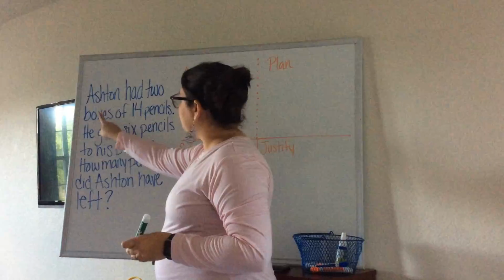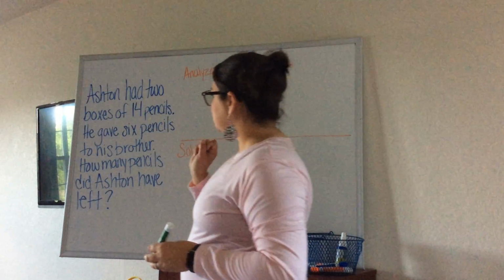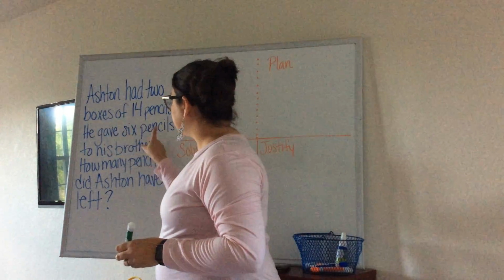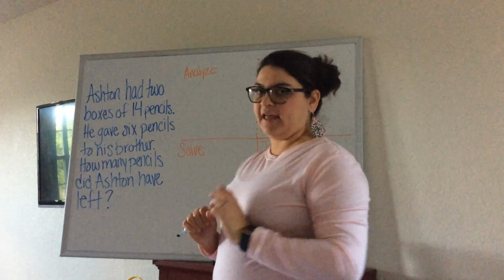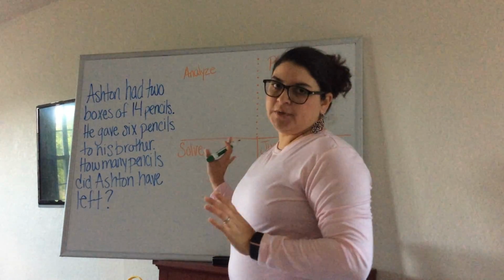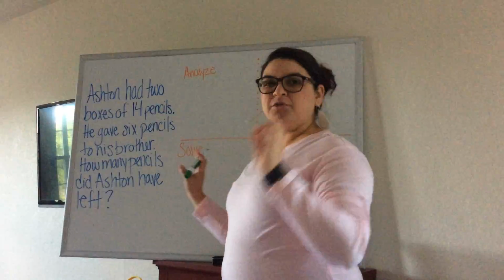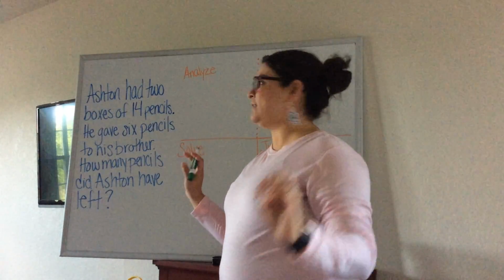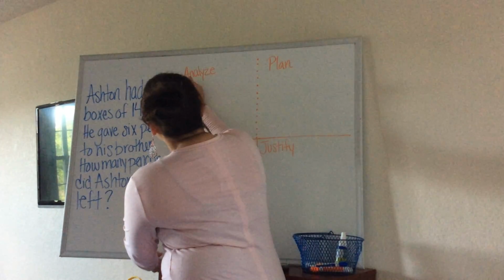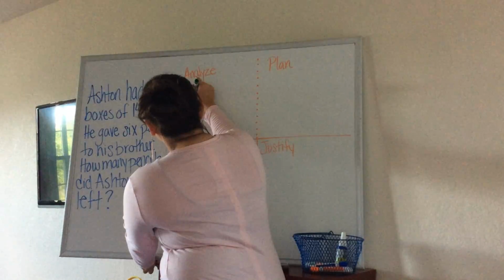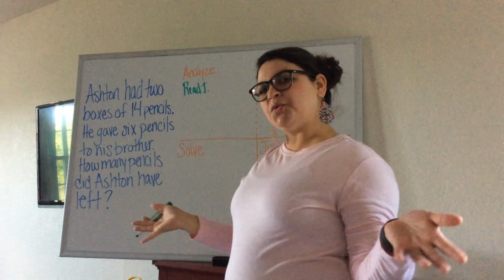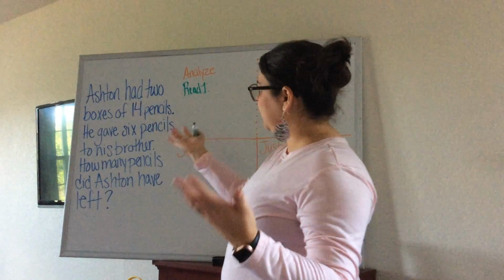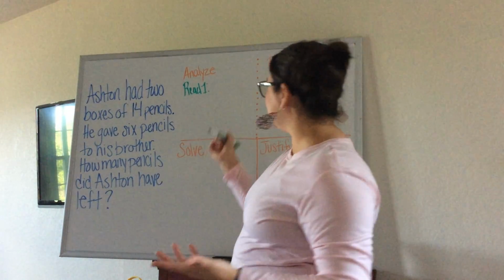Ashton had 2 boxes of 14 pencils. He gave 6 pencils to his brother. How many pencils did Ashton have left? So remember, when we're doing our problem-solving model, we do 3 reads. The first read is going to be, who is the story about? Well, we just finished reading this, and the story is about Ashton.